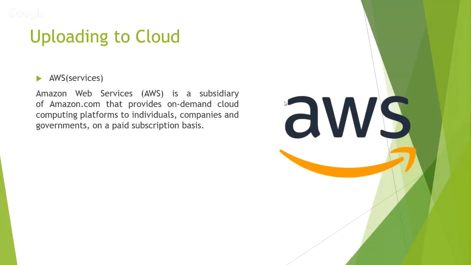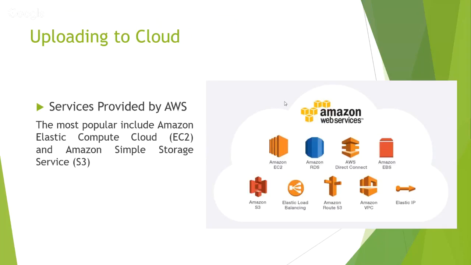I'm using Amazon Web Services, which provides these services: Amazon EC2, Amazon RDS, Amazon Direct Connect, EBS, Amazon S3. The main one we use, which is very popular in AWS, is Amazon EC2. It is Elastic Compute Cloud. In this service, you can create your own computer, a virtual computer. So you can perform your operations and programs virtually on the cloud.